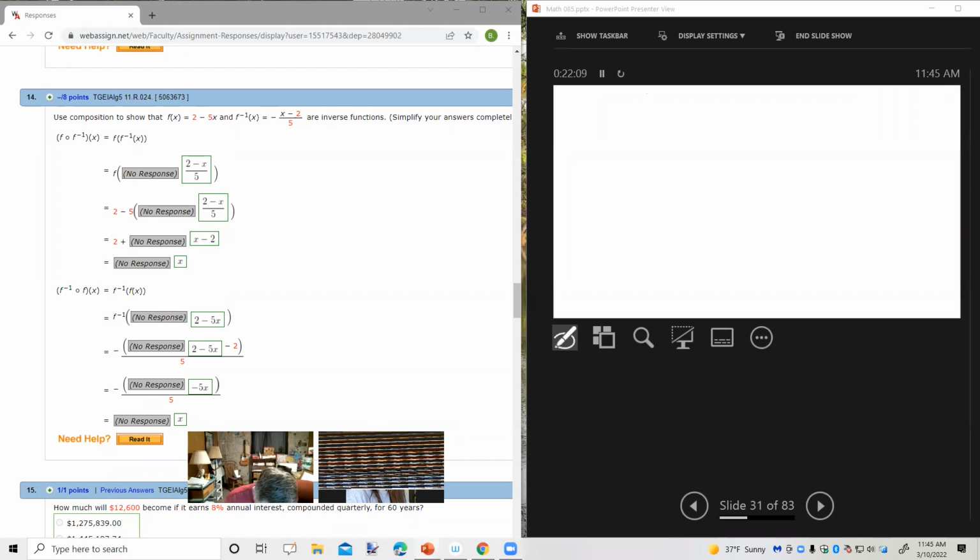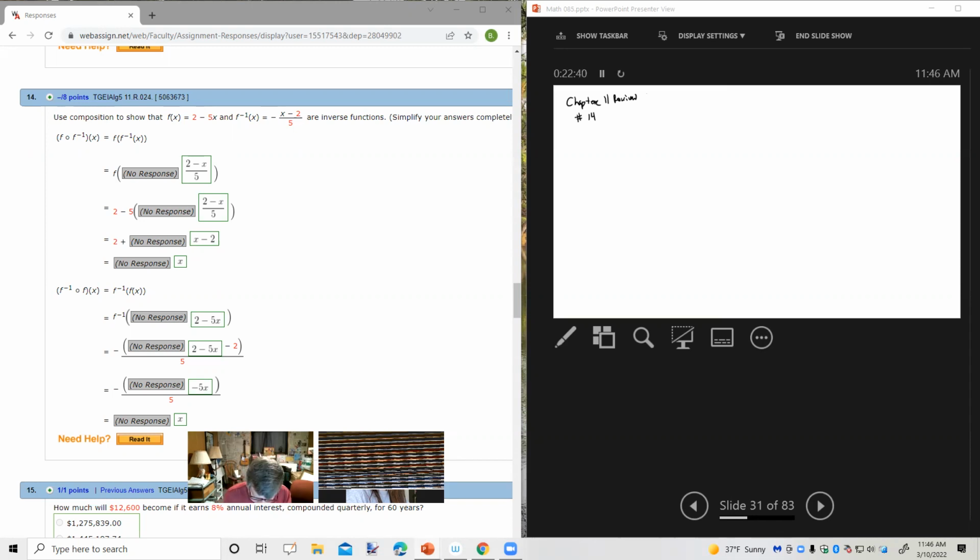So this is the chapter 11 review. And this is number 14. Use composition to show that f of x equals 2 minus 5x and f inverse of x equals negative the quantity x minus 2 over 5 are inverse functions. Simplify your answer. Okay, so let's see what they're doing here.